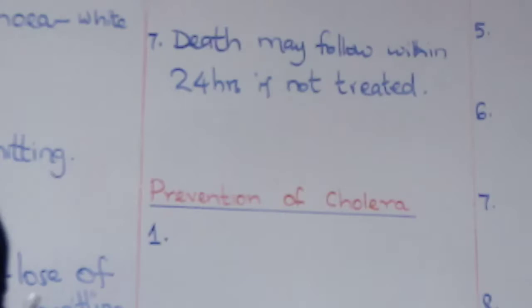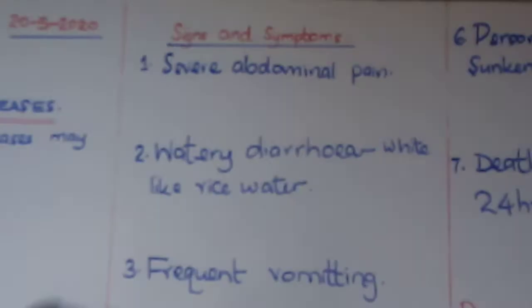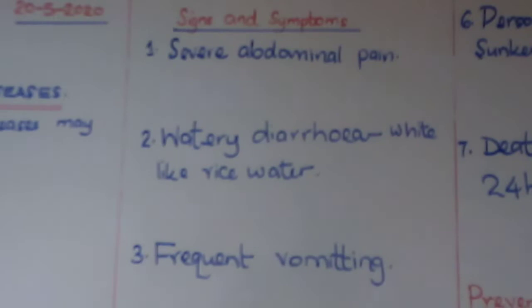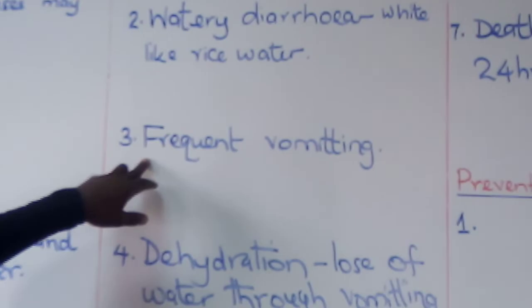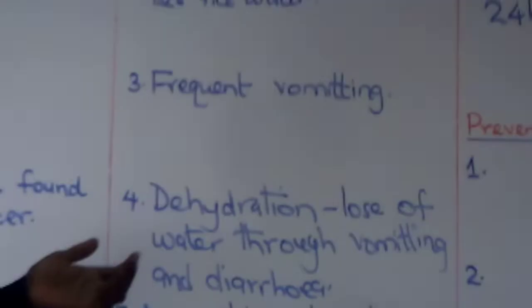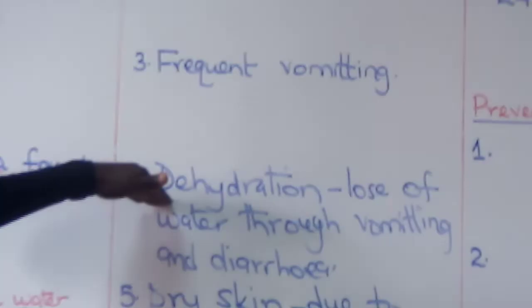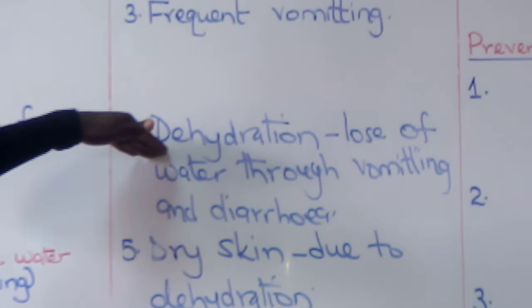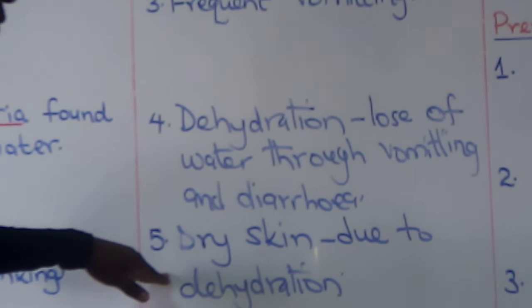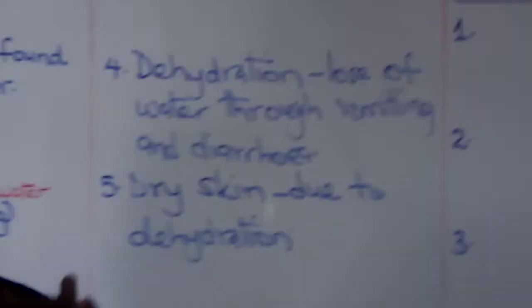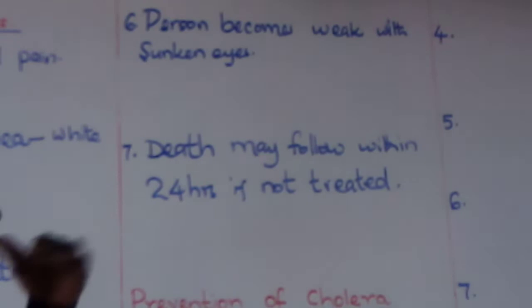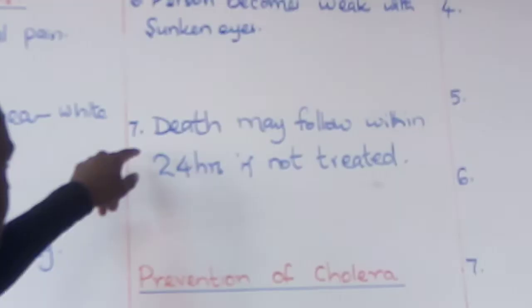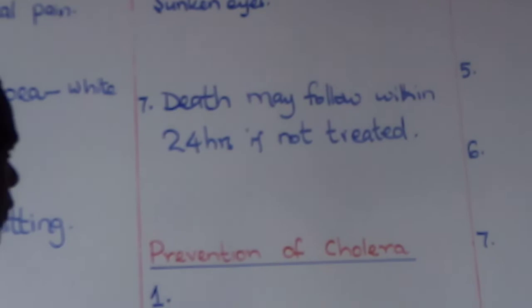Let us go through these signs and symptoms again. Number one, severe abdominal pain. Number two, watery diarrhea, white in color, just like rice water. Frequent vomiting, and due to diarrhea and frequent vomiting, the infected person becomes dehydrated because they have lost a lot of water. Then, because of dehydration, the skin becomes dry. Then the person becomes weak with sunken eyes because there is no strength, no energy. Any food that they eat, they pass as diarrhea or vomit. Death may follow within 24 hours if not treated. And so, boys and girls, we need to avoid that.